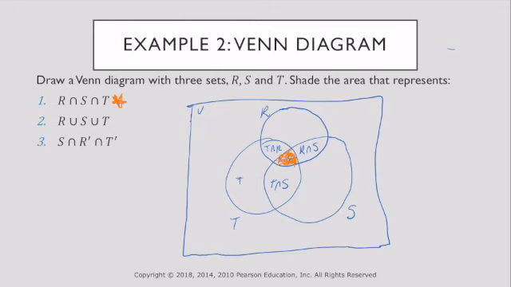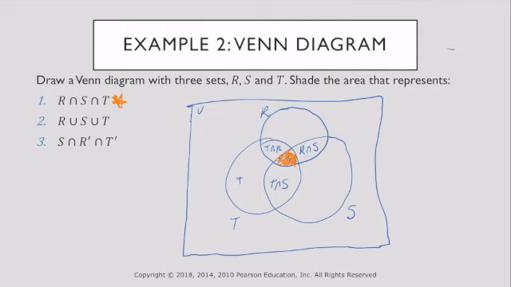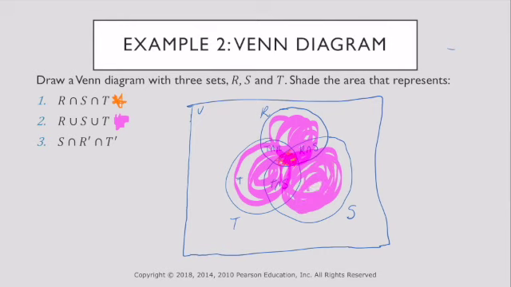Now if I wanted to know R union S union T, I'm going to go ahead and shade that, and yeah, we're going to do pink. There we go. That's going to be everything in T and everything in R and everything in S, right? It's the whole kit and caboodle. This is actually kind of fun to draw on.